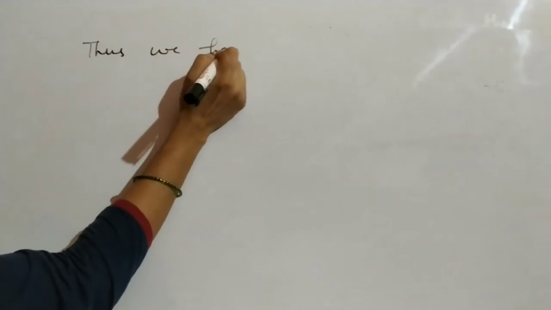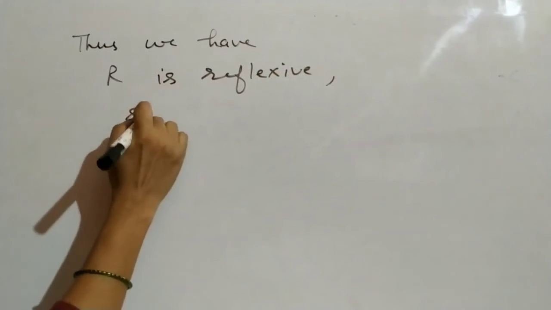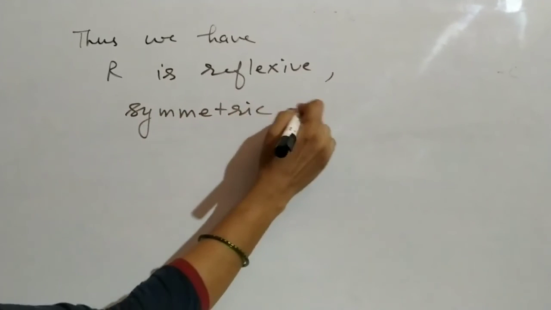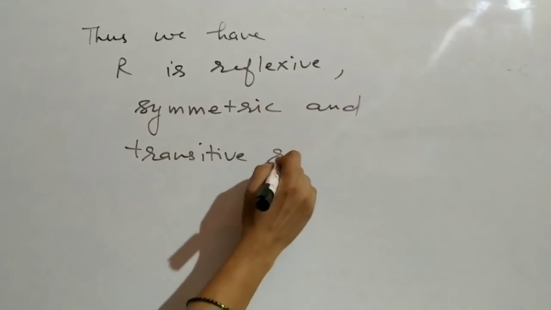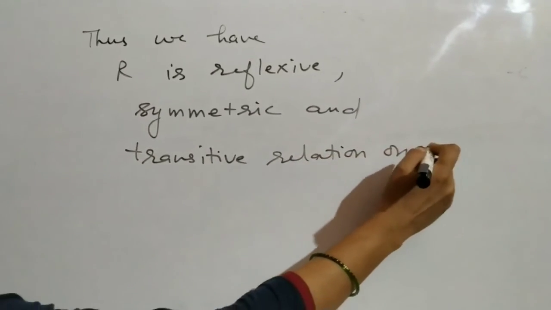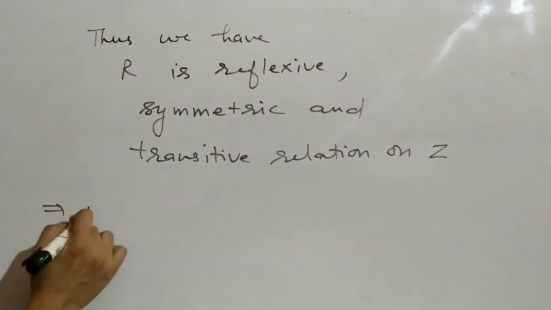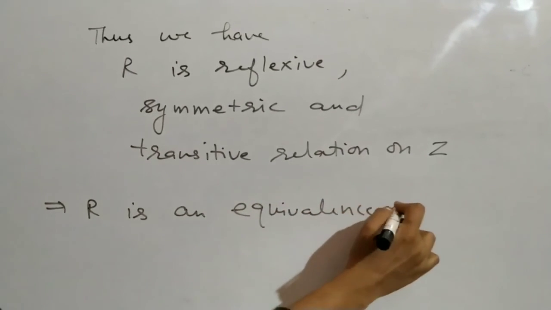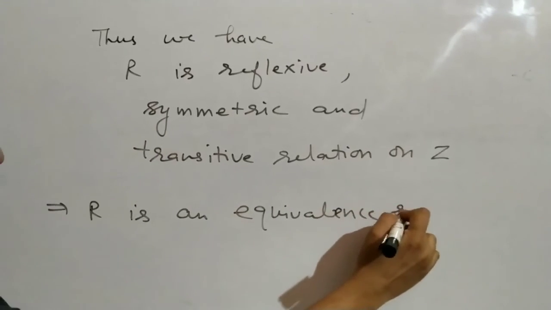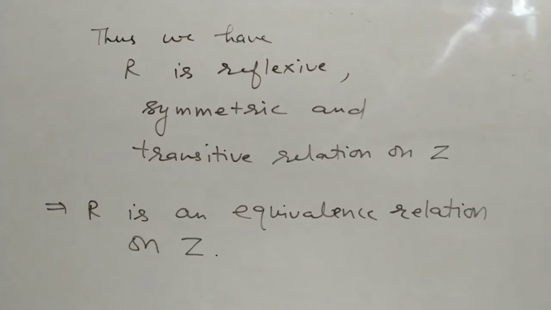Thus we have R is reflexive, symmetric and transitive relation on given set of integers which is equal to Z. That implies R is an equivalence relation on set of integers which is equal to Z.